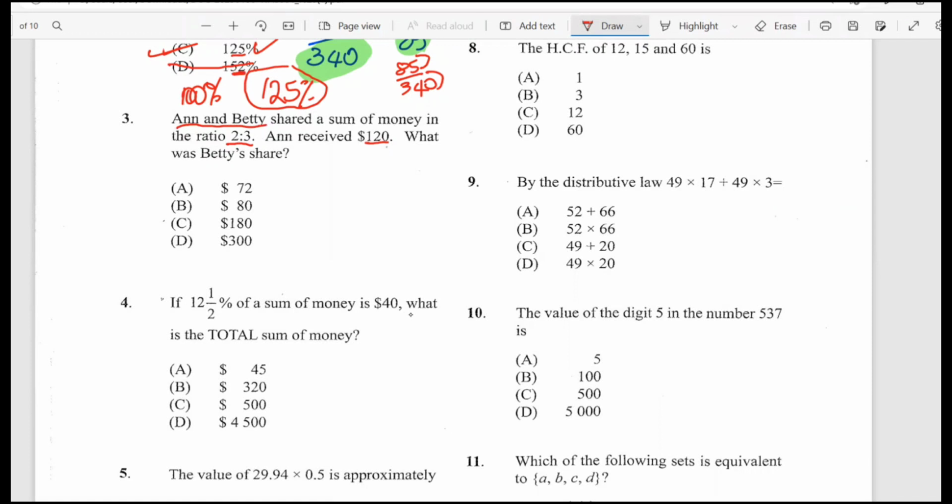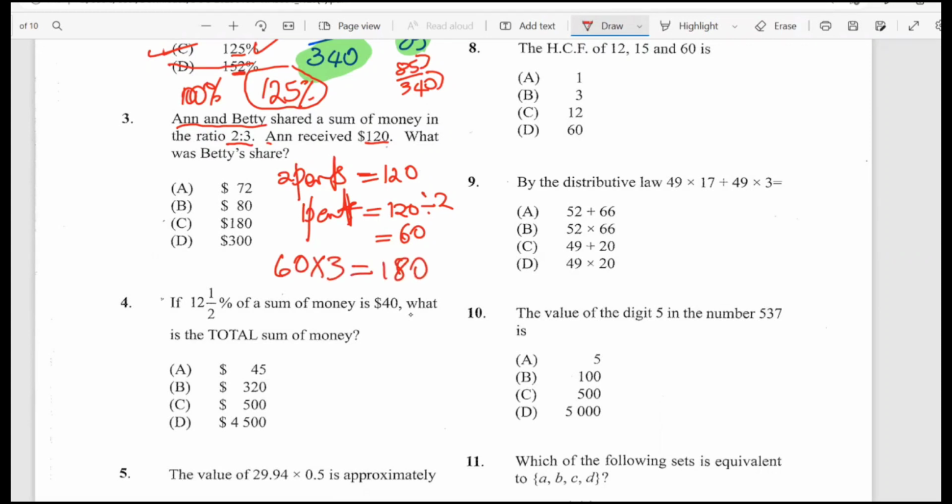All right. So there are a number of ways you could figure this out. But if you understand that the two parts right now is $120, then we're going to do this 2 ways. You could say one part is 120 divided by 2, and you get 60. And then you want to find Betty's part, so you multiply by 3, and you now get 180, and you pick this as the answer.